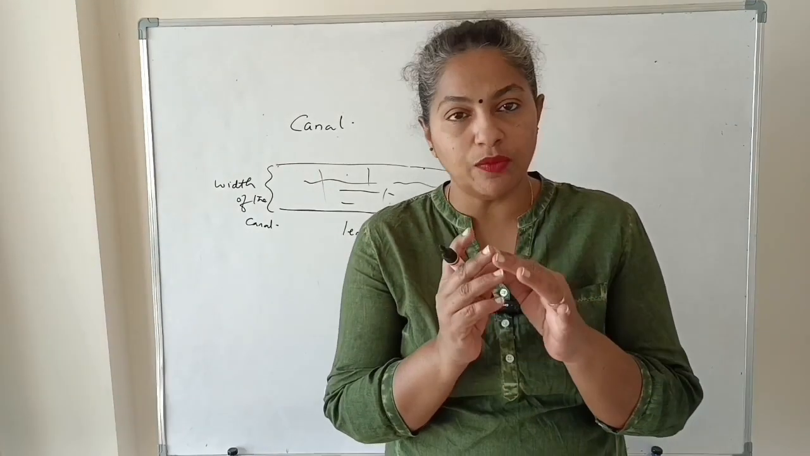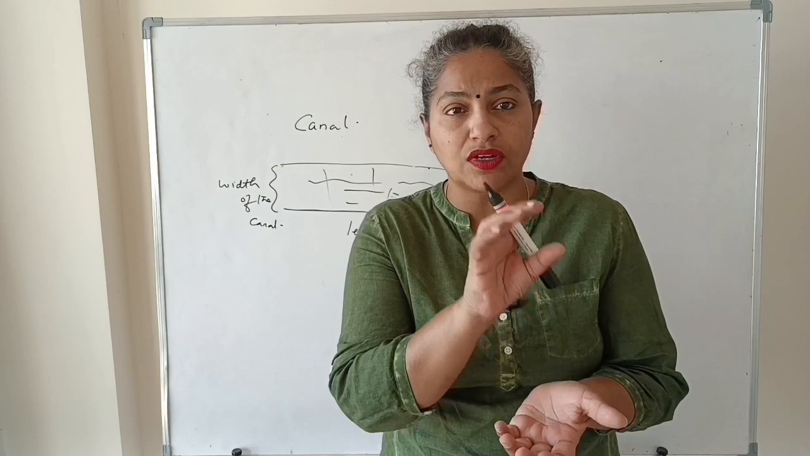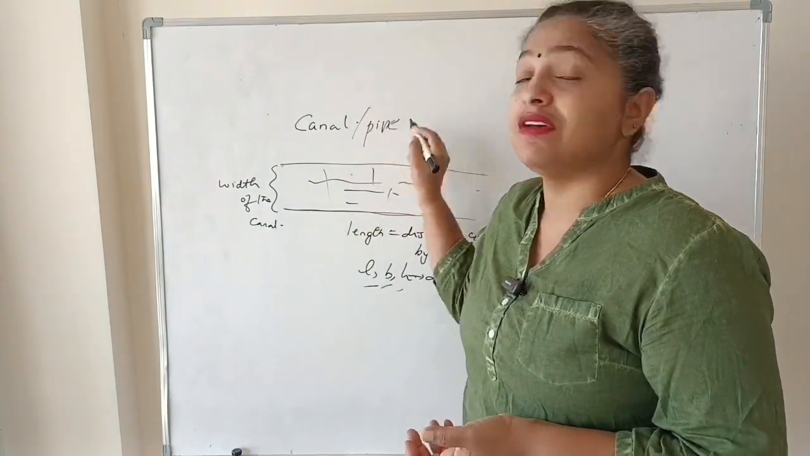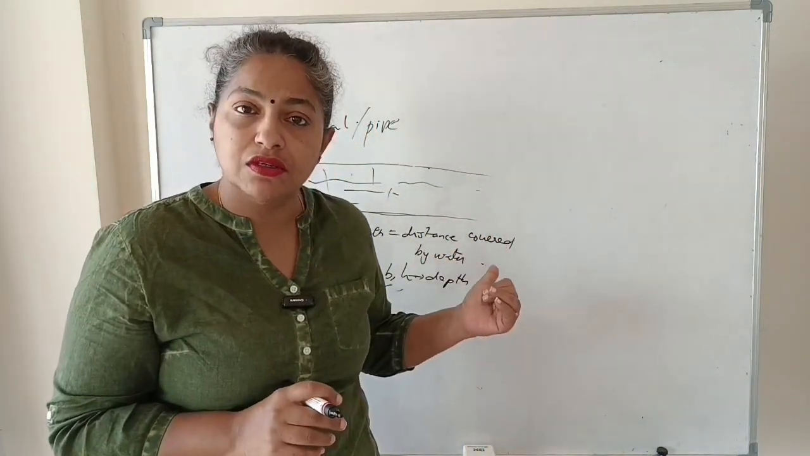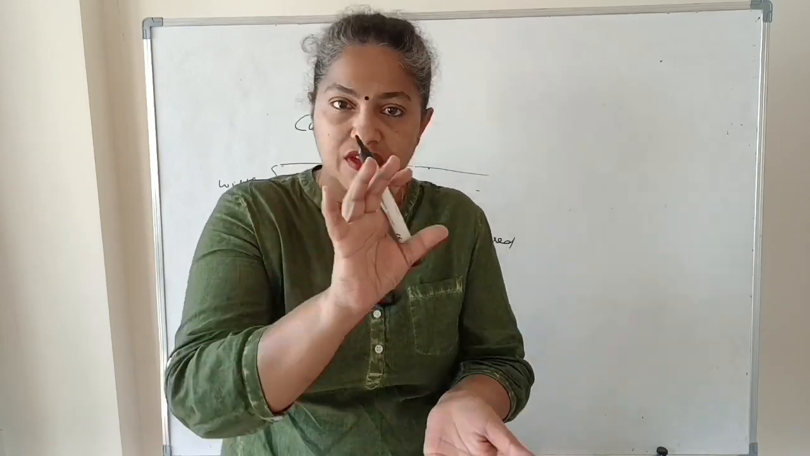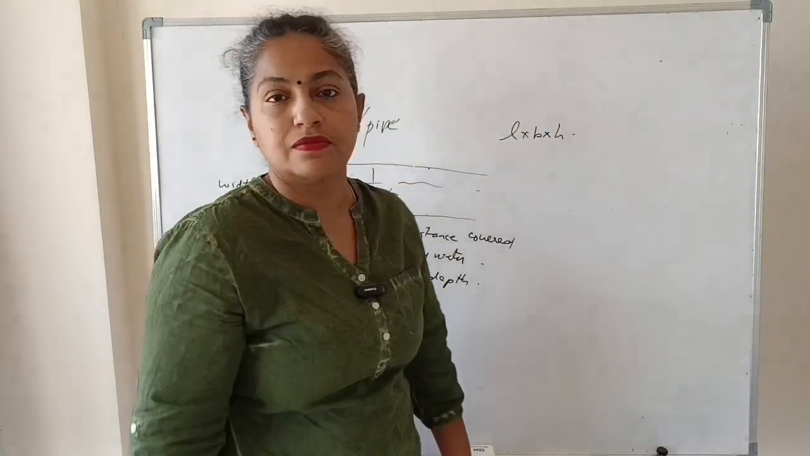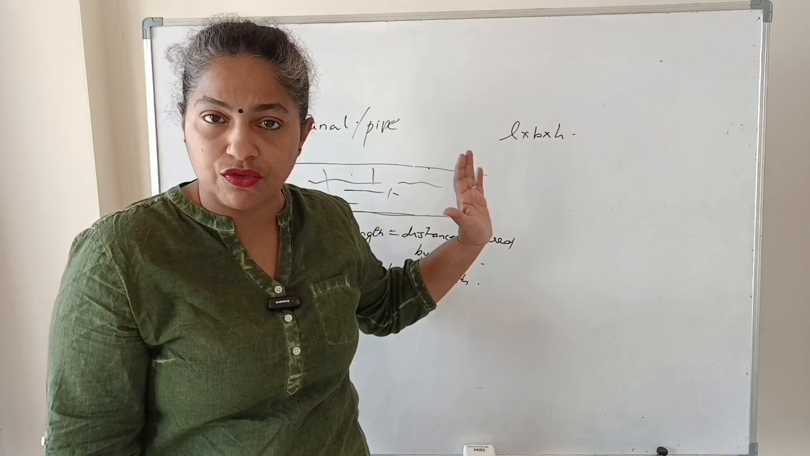Now that I have spoken about the canal, you also need to understand that this is the same case with water flowing in a pipe. So canal or a pipe, wherever there is flowing water, we need to take the length according to this. If you are given a reservoir or a water tank where the water is stationary, they will directly give you length, breadth, and height. So you know how to differentiate between these two.